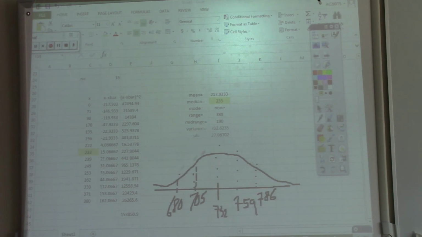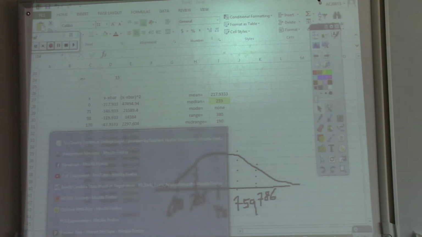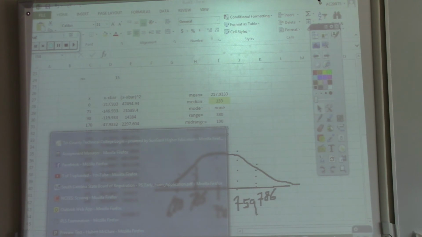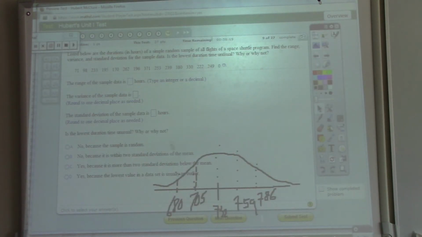And now we can answer the question, whatever they're asking. I have no idea what they're asking. I guess we'll have to look at it. What was our range? 380. Variance? 732.62. Oh, says round to 1 decimal. So that'd be 732.6. All right, what about the standard deviation? 27.1.